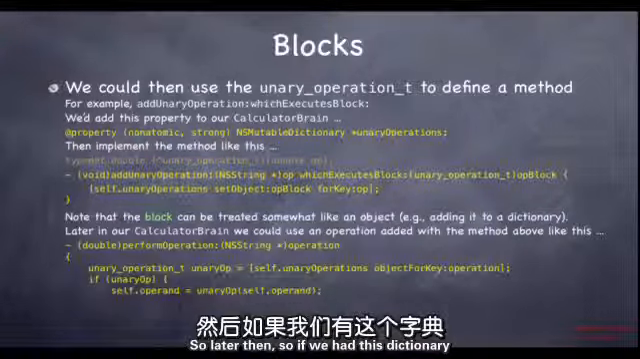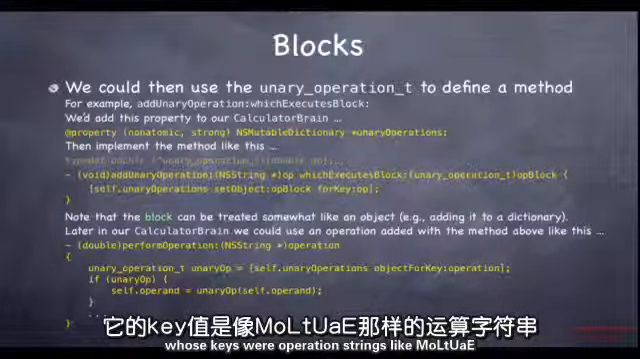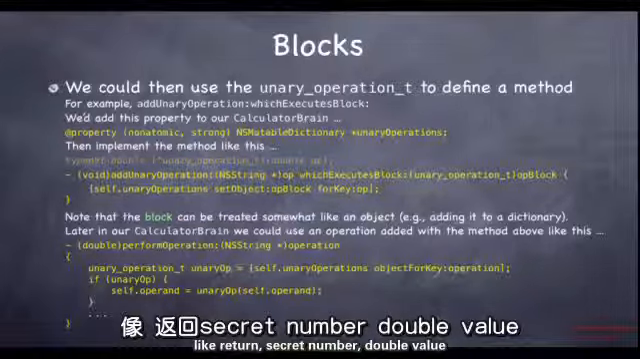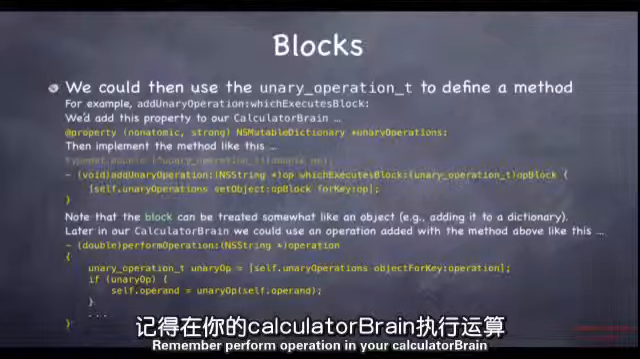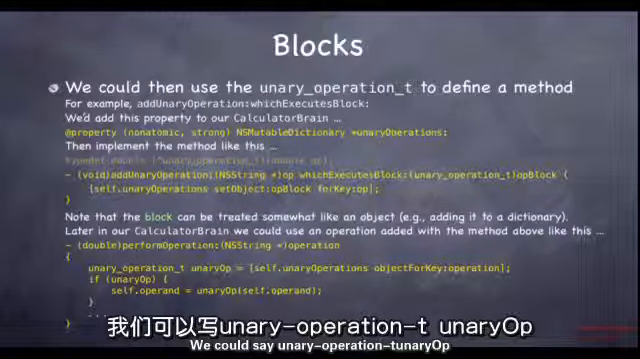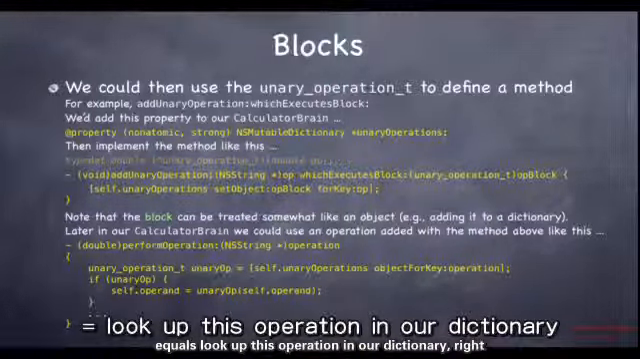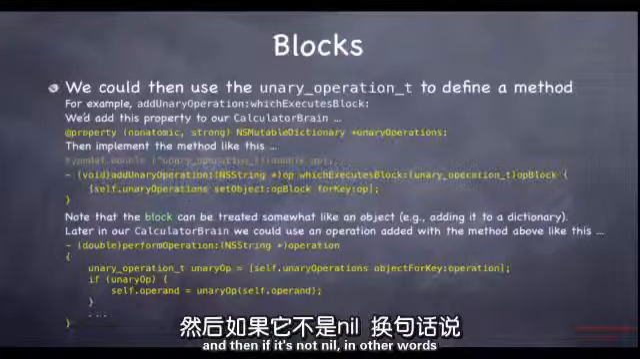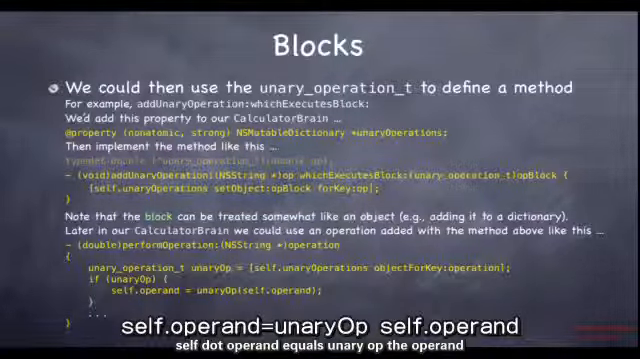So later then, if we had this dictionary whose keys were operation strings like MOLTUAE and whose values are blocks like return, secret number, double value times the operand, then we could use it like this. Remember perform operation in your calculator brain? We could say unary operation T unary op equals look up this operation in our dictionary, right? So we're getting the block back out. It's type unary operation T. And then if it's not nil, in other words, we found it in the dictionary, then we're just going to say self.operand equals unary op, the operand.